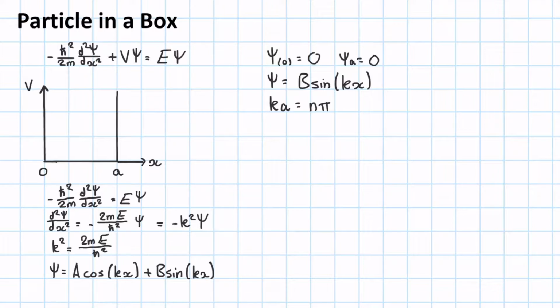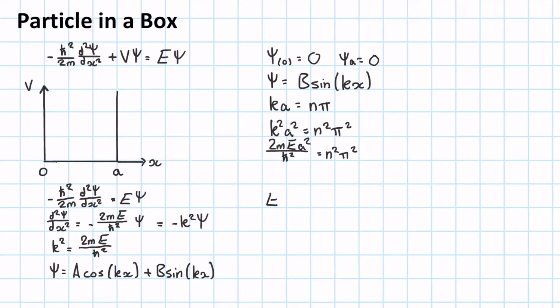So we now have two equations in terms of k, and we want to substitute the first equation into the second, so that we can derive the results about the quantization of energy in this system. We can say that k squared a squared equals n squared pi squared, and by substituting in k squared from the bottom left, we can say that 2mE a squared over h bar squared is equal to n squared pi squared, and then rearrange to get in terms of the energy.